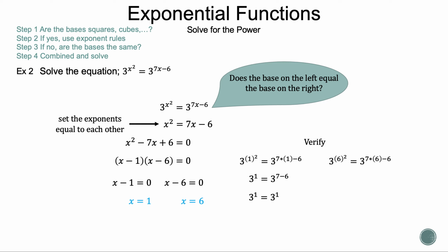Second, let's substitute 6 for x into the given. So now we have 3 raised to the power of 6 squared is equal to 3 raised to the power of 7 times 6 minus 6. Let's multiply the numbers. Now let's subtract 42 and 6. So now we have 3 to the 36 is equal to 3 to the 36. Both sides are the same. Sweet.